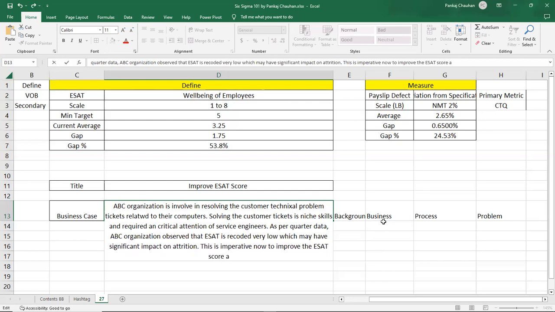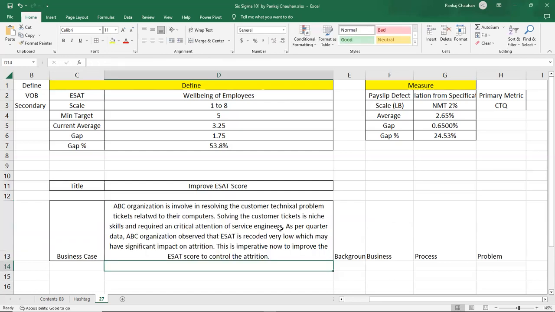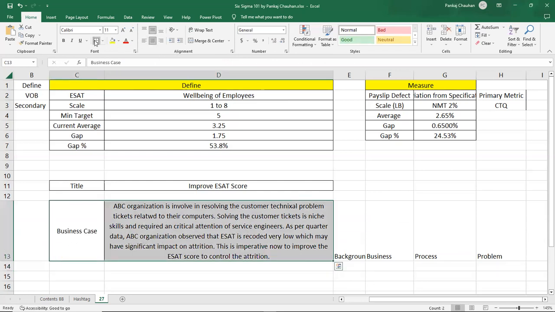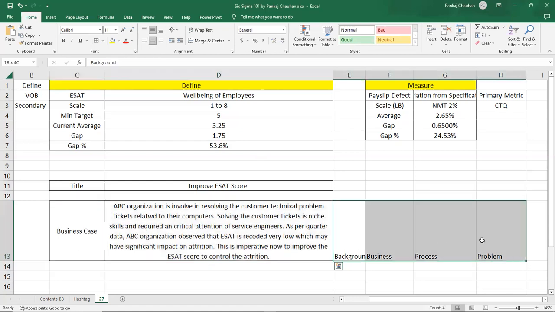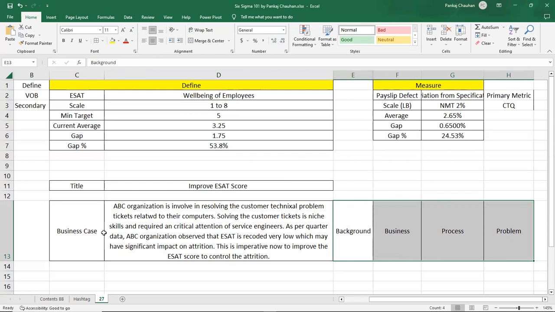to reduce or to control the attrition. Like this, we write a business case. If you read this business case, I hope this properly justifies why it is important for us to solve this business problem. So the business case should give you a kind of feel that whenever we are writing, the problem we are trying to solve, it should be justifying that.